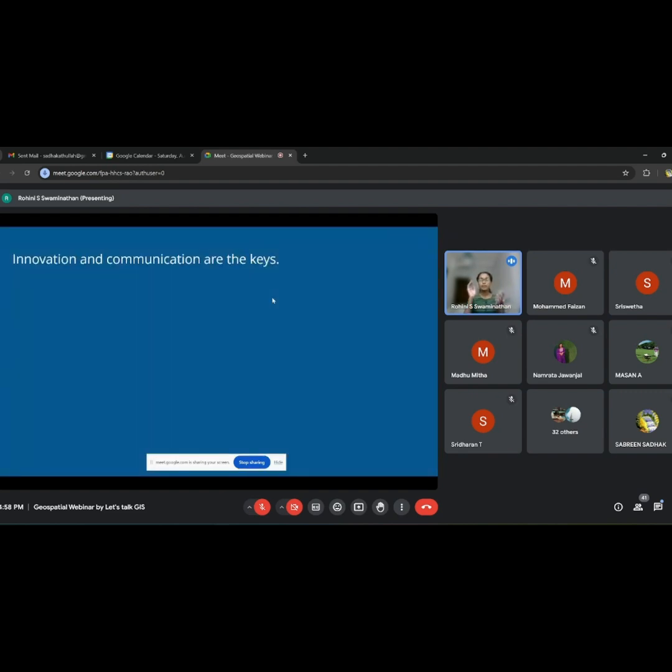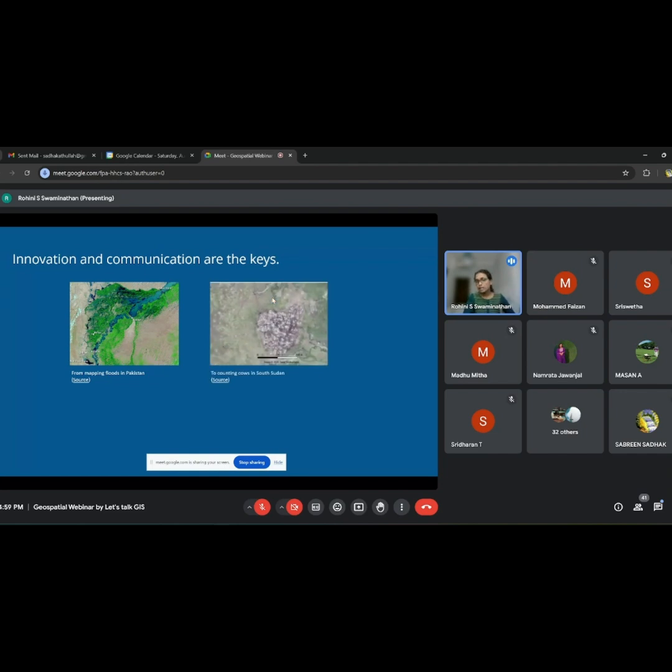So every time I talk to students, there are a couple of things that I always leave them with, saying innovation and communications are the keys. So this is a satellite map of a flood in Pakistan, which I think most of us would agree mapping flood is one of the specific use cases of satellite, right? But this is a screenshot of a field filled with cows, literally cows in South Sudan. When I was in South Sudan for a few months to assist with the response, we couldn't find people.